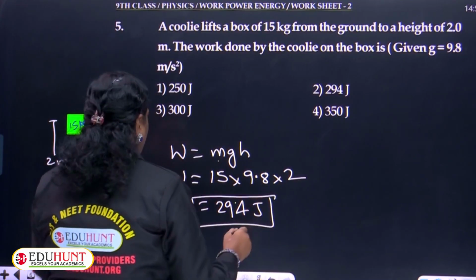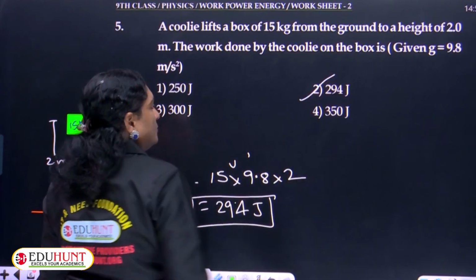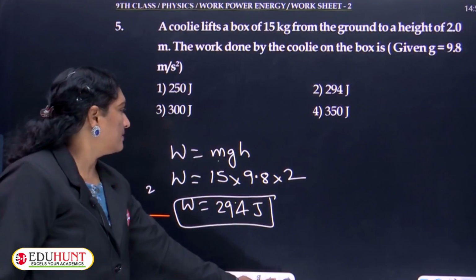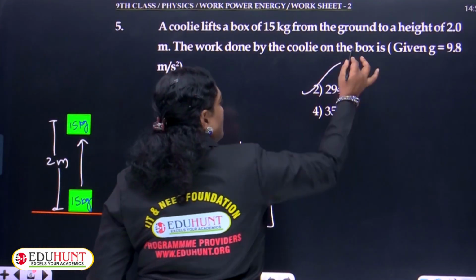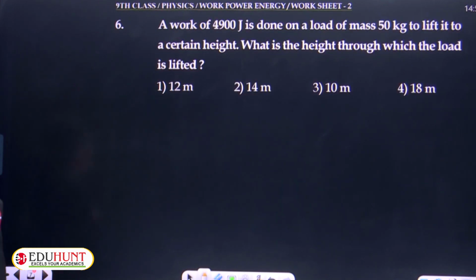So, what is the answer, children? 294 joules. And hence, the correct option must be option 2. So, what is the correct option? Option 2, that is, work done in lifting the block is found to be 294 joules. Moving ahead with the next question.